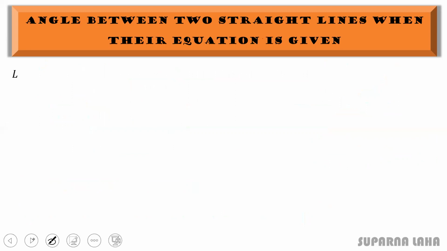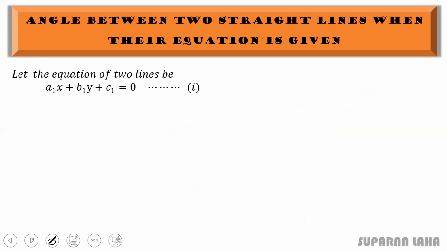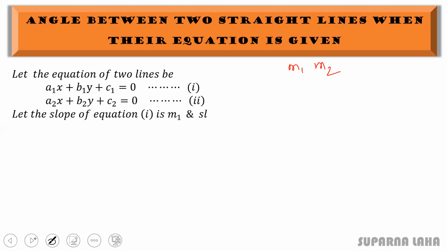So take these equations of these two lines, A1x plus B1y plus C1 equals 0 and A2x plus B2y plus C2 equals 0. Now, if their slopes are M1 and M2, so slope for line 1 is M1 and slope for line 2 is M2. Then what is M1 and M2?